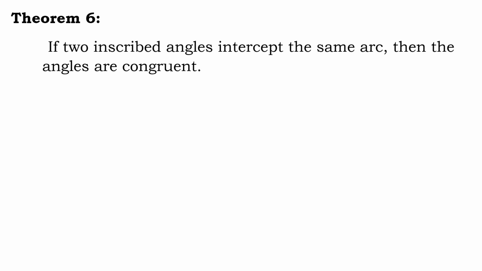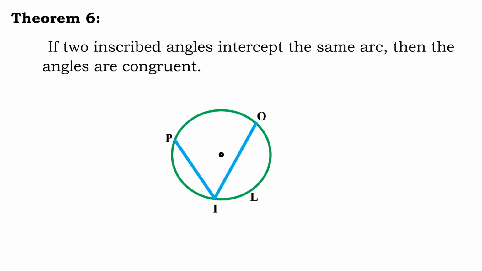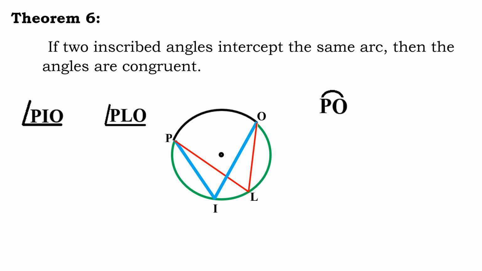Theorem 6. If two inscribed angles intercept the same arc, then the angles are congruent. Given a circle with angle PIO and angle PLO. Now, angle PIO and angle PLO intercept the same arc which is arc PO. If angle PIO and angle PLO intercept the same arc which is arc PO, therefore, the two angles are congruent.